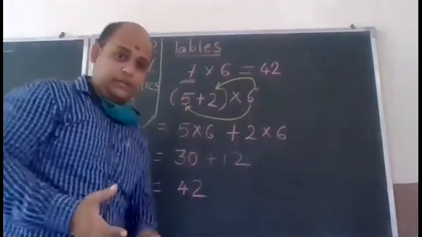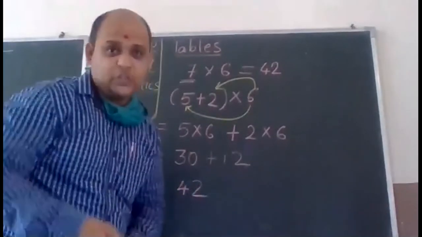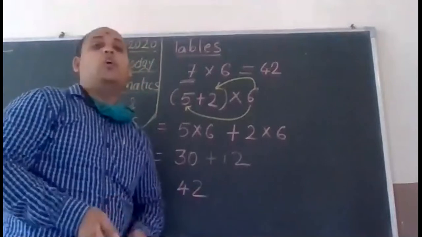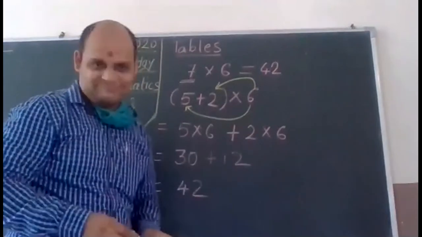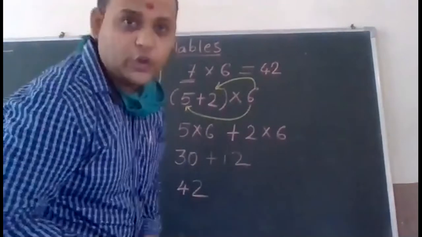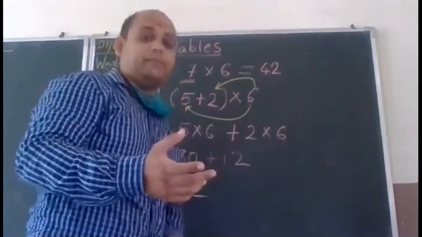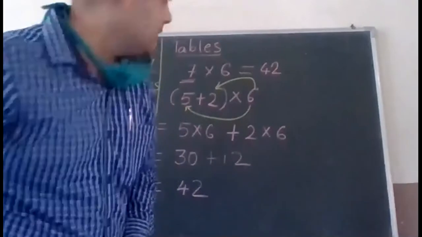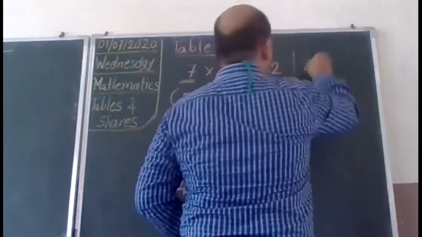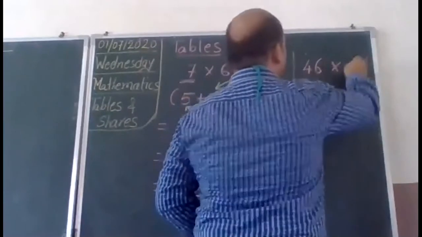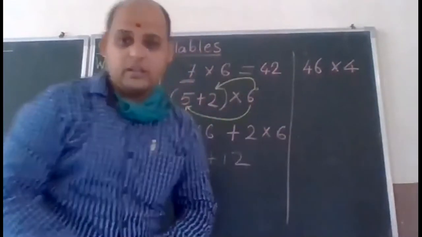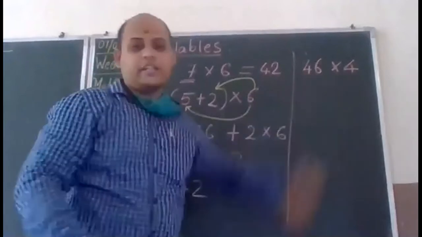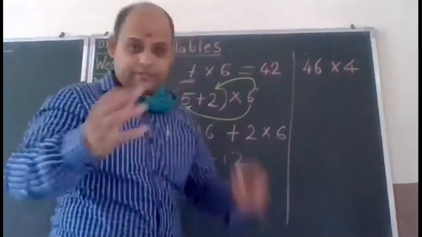But what if you don't know the table of bigger numbers? What if you don't know the table of big numbers? Say for example, you have to multiply 46 into 4. Okay? Please pay attention. 46 into 4. How do we do that? Very simple.